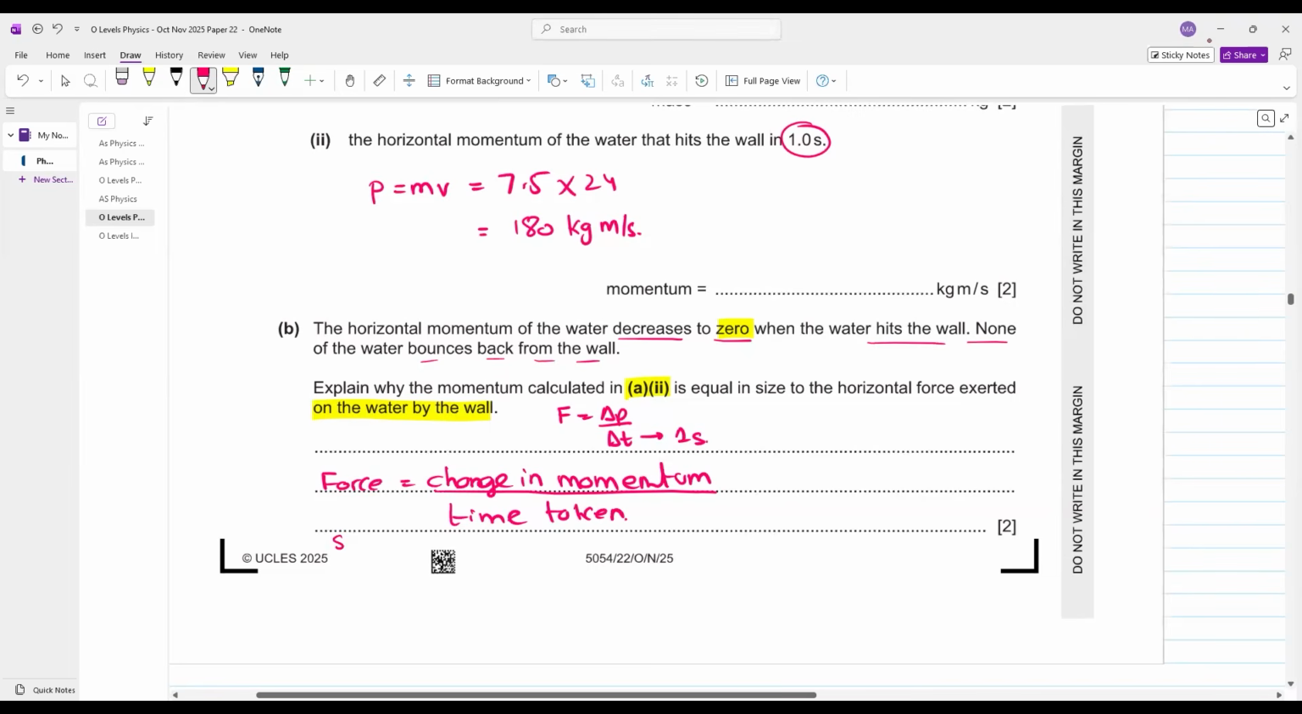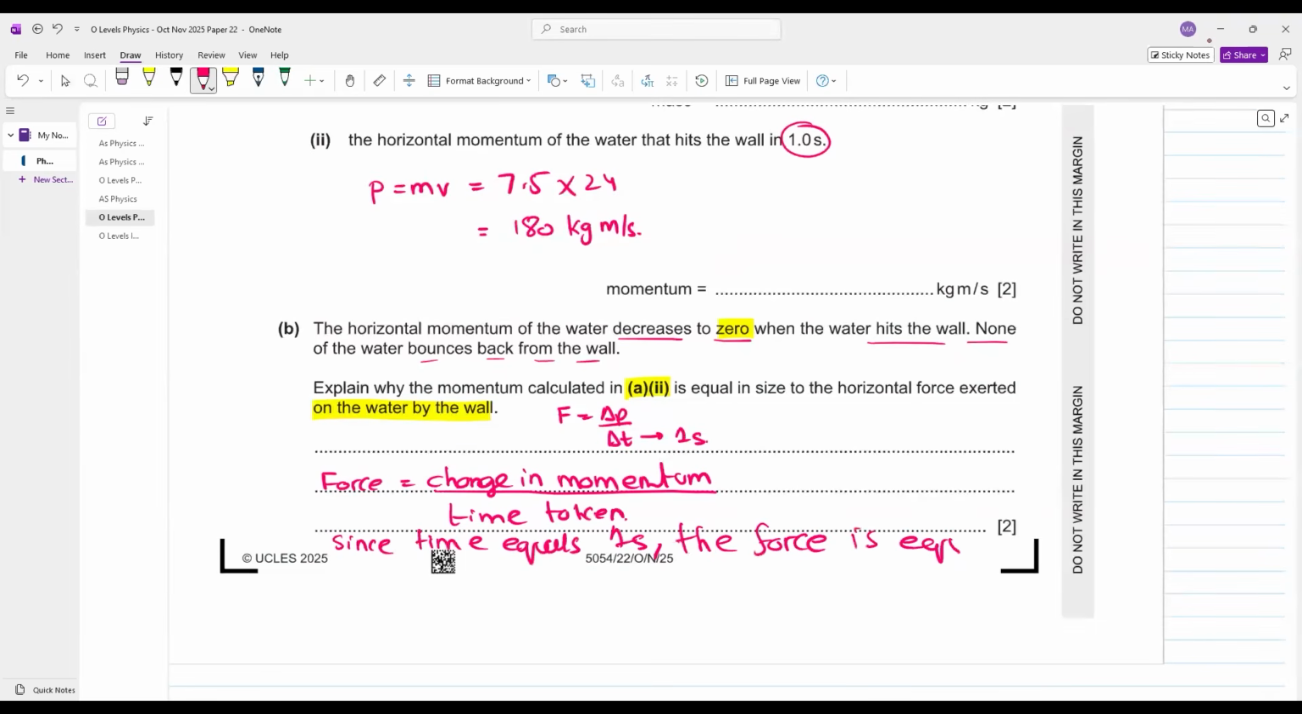यहाँ पे आप लिख दो, since time equals 1 second, the force is equal to change in momentum. Simple, easy peasy, lemon squeezy, nothing complicated here.